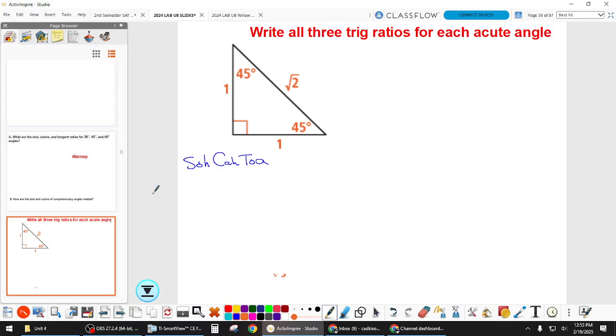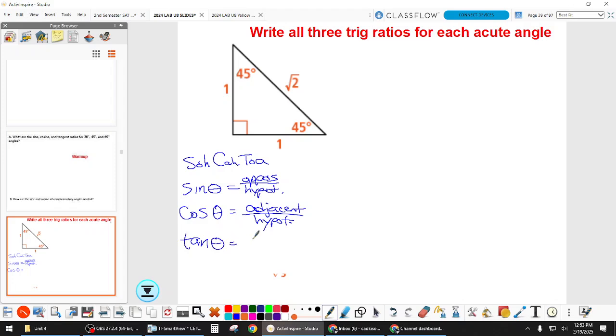What does SO stand for? Yep, and just as a reminder, don't forget theta. So opposite over hypotenuse. Abbreviating, of course. Okay, what does K stand for? Adjacent, which means next to, over hypotenuse. TOA. Good.